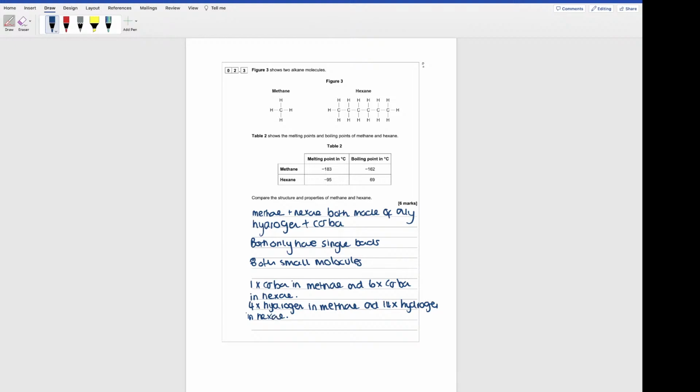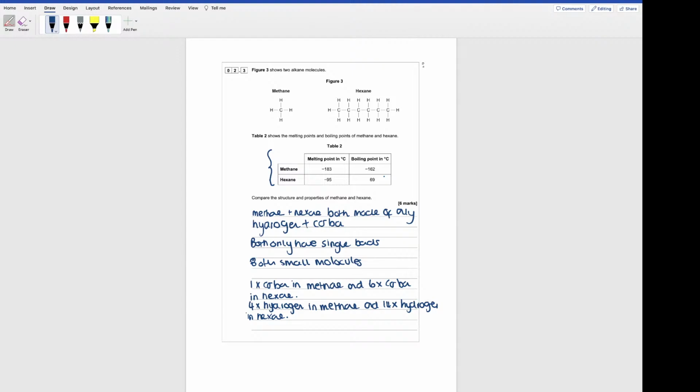Now we've just talked about the structure there, and we've got quite a lot of marks already. But now we need to move on to the properties, the melting and boiling point. Both methane and hexane actually have very low melting and boiling points. So you can see methane has a melting point of minus 183, hexane minus 95. The boiling point of methane is minus 162, and the boiling point of hexane is 69. Now 69 is still pretty low in terms of boiling point. So they both have low melting and boiling points.